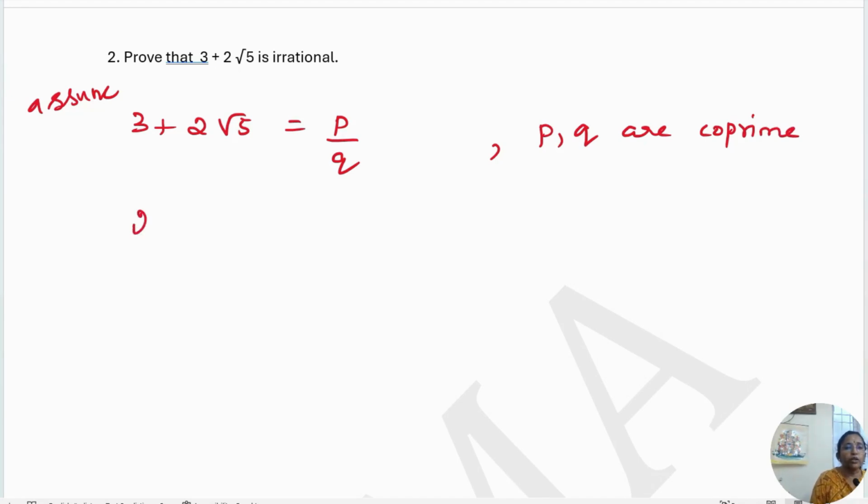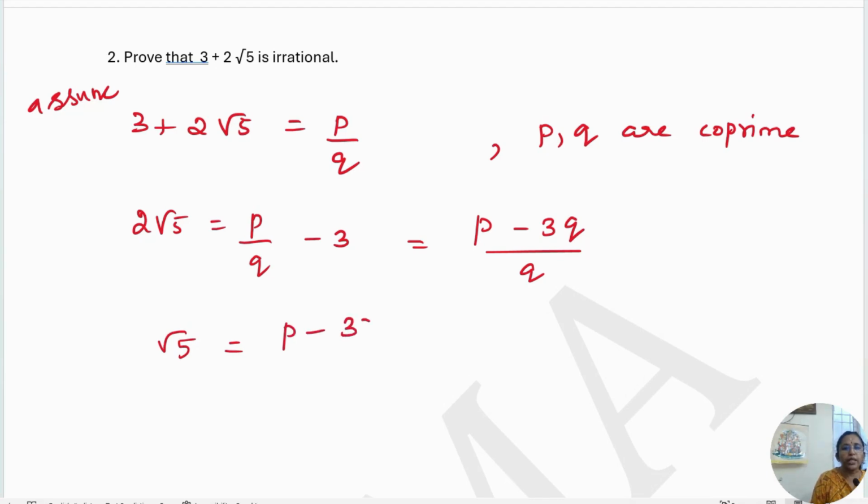So now here 2 root 5 is equal to P by Q minus 3. Take LCM: P minus 3Q divided by Q. Keep only root 5 on the left side: P minus 3Q divided by 2Q. In the previous problem we know root 5 is irrational, isn't it? That we have proved in the first problem. If you want, you can include those steps also if the mark is high. So here root 5 is irrational, so 3 plus 2 root 5 is also irrational.